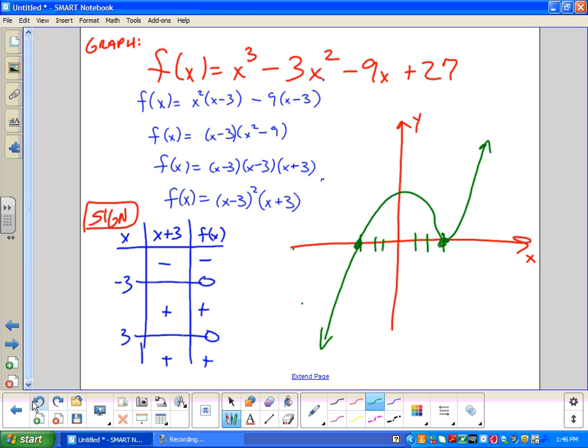So think of it this way. I put parentheses out here, and I pull this out. X minus 3 is in both those things. I put parentheses around the whole thing.